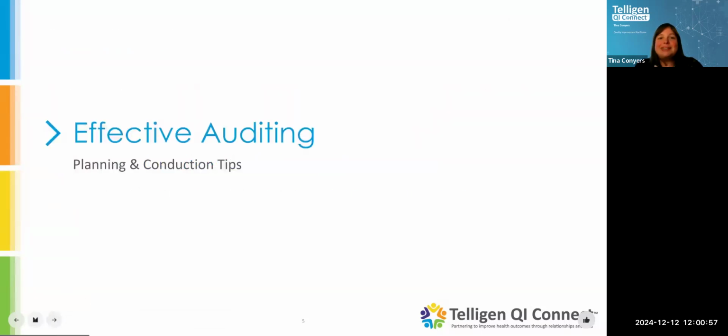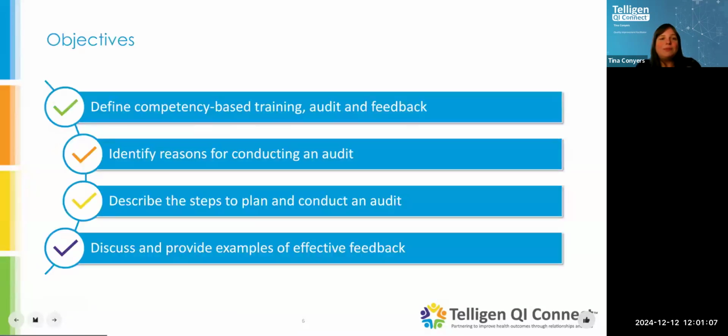So our topic for today is, how do you do effective auditing? We're going to talk about planning and conduction tips. Our objectives: we want to define competency-based training, and then juxtapose that with auditing, and then talk about giving feedback. We want to talk about the reasons for conducting an audit. What are its purposes? We want to describe the steps to plan and then conduct the audit. And then we want to discuss and provide examples of effective feedback.